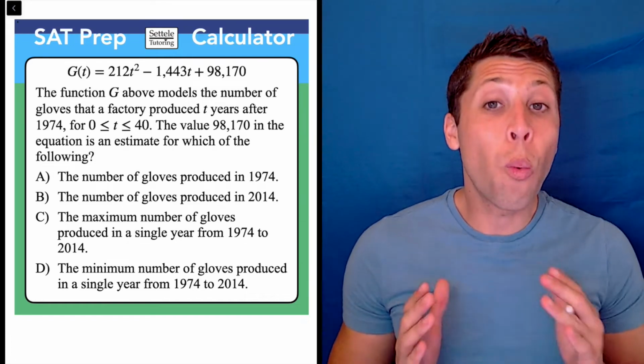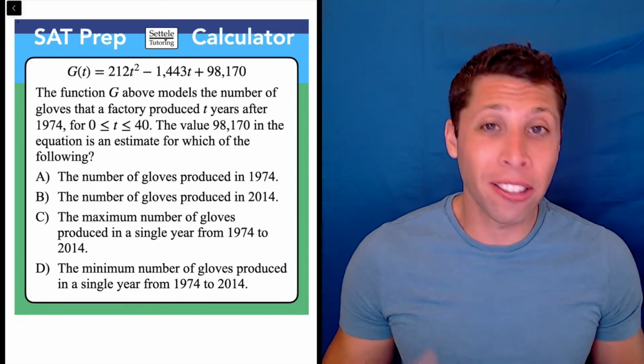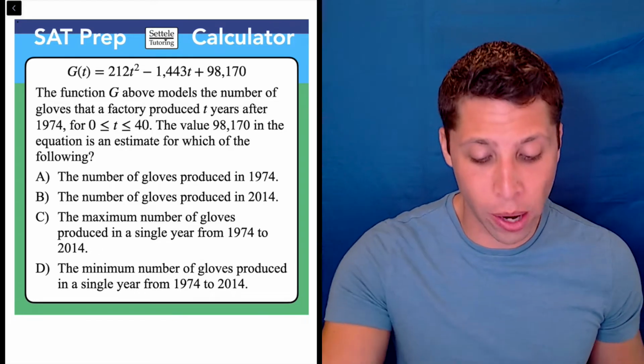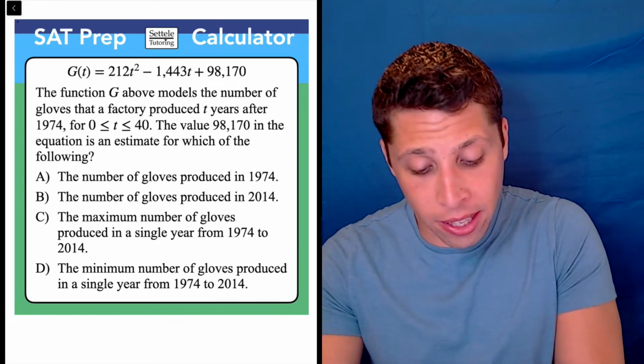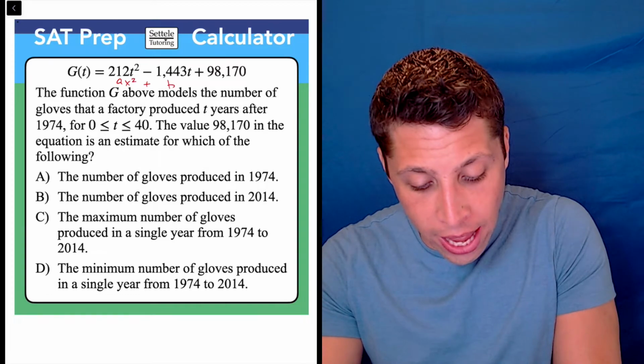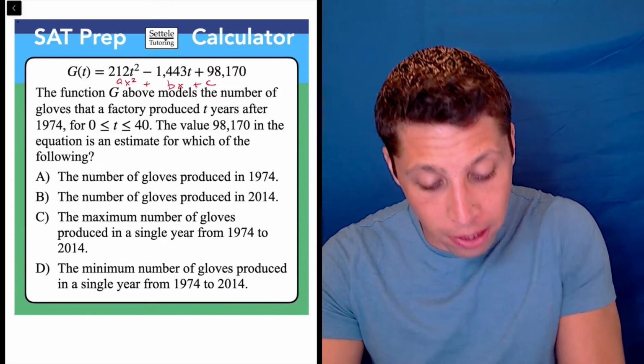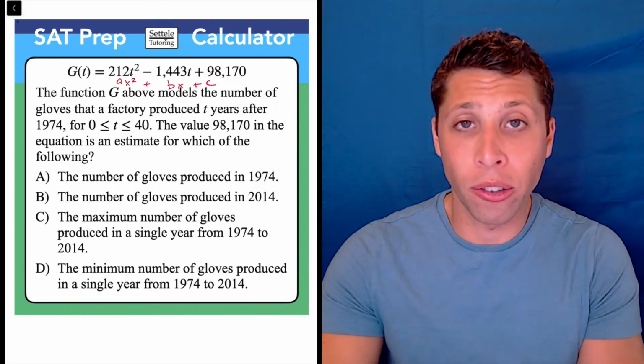This question looks way worse than it is. They're really just asking you to understand the structure of a quadratic equation. And in this case, even though the numbers are kind of crazy, this is a normal quadratic, right? Ax squared plus bx plus c. And that standard form of a quadratic tells us two things.